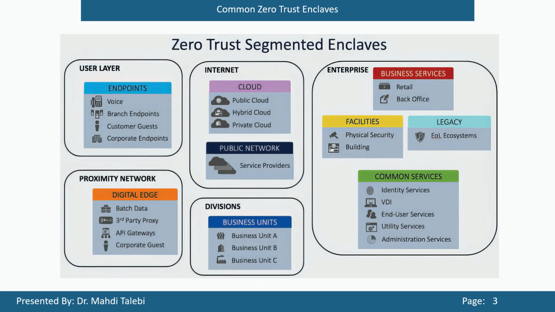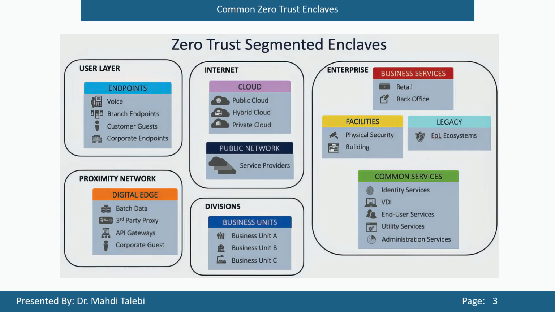1. User layer enclaves. This category includes all endpoint devices such as voice systems, branch-specific endpoints, devices used by customer guests, and corporate-owned endpoints. In a zero-trust model, each endpoint must be authenticated individually, ensuring that devices comply with security policies before they can access network resources.